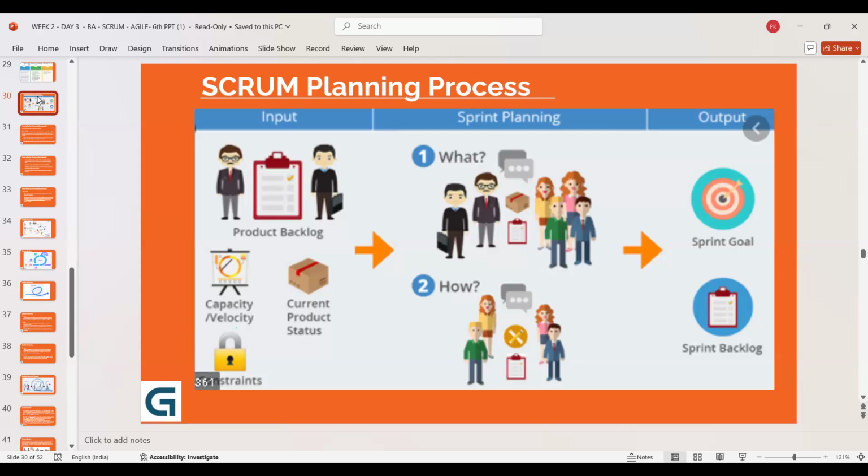Yes. So, these are the people who will be giving inputs in this meeting, like we just mentioned. What will the product owner do? What will the Scrum Master do? Then next is capacity and velocity.